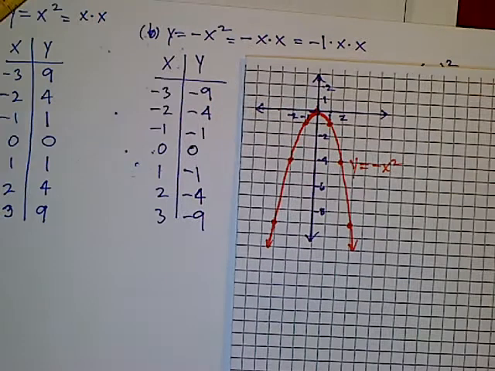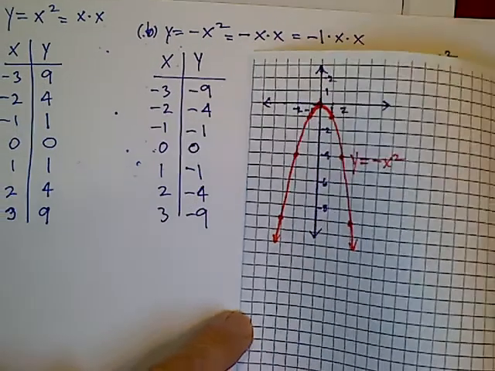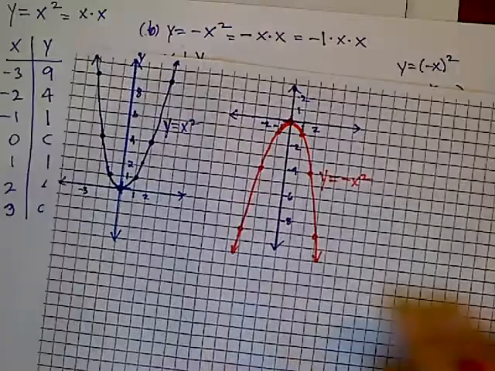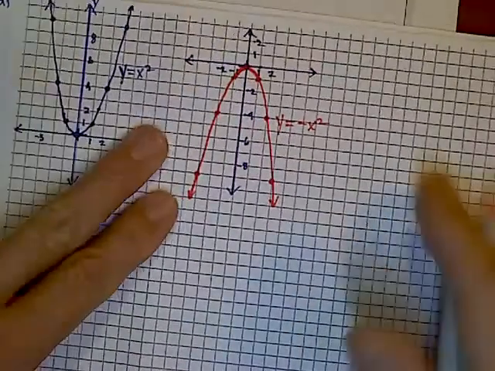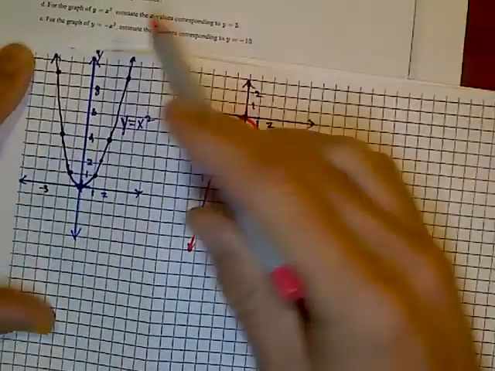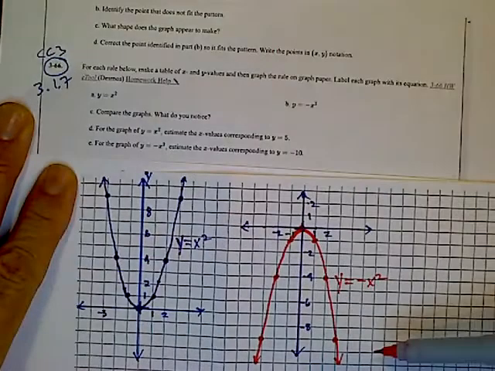Okay, so we've got our two graphs. I'm going to unfold so we can talk about them, because now they want us to compare the graphs and talk about what we notice. So for part C, compare your graphs. What do you notice?